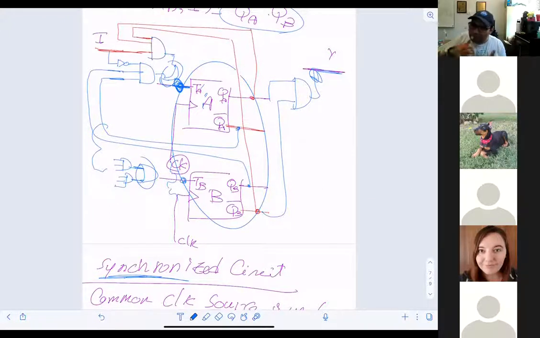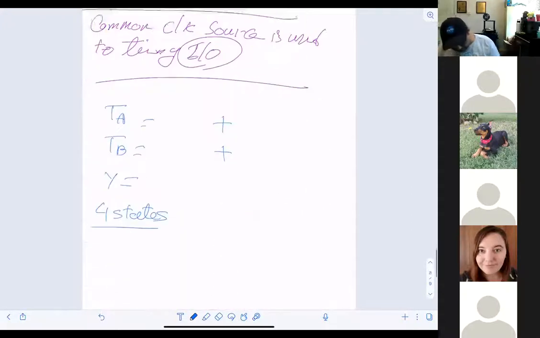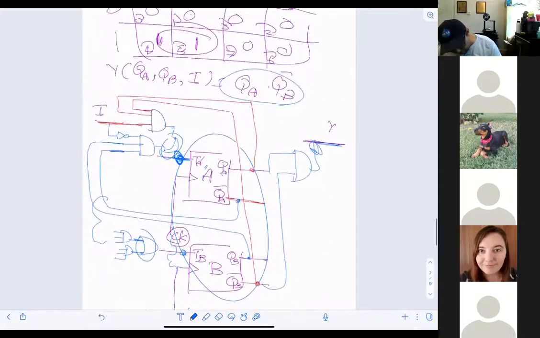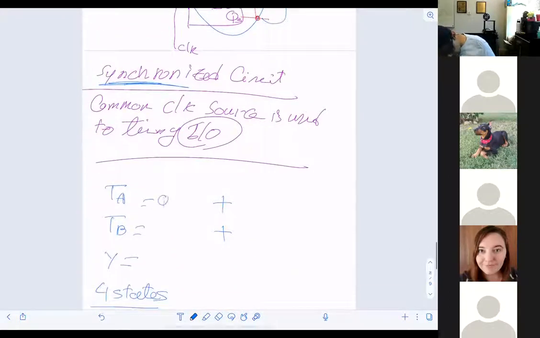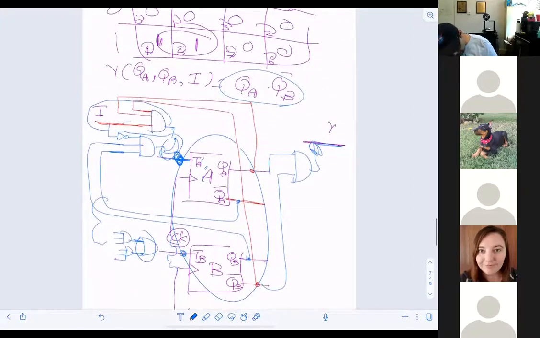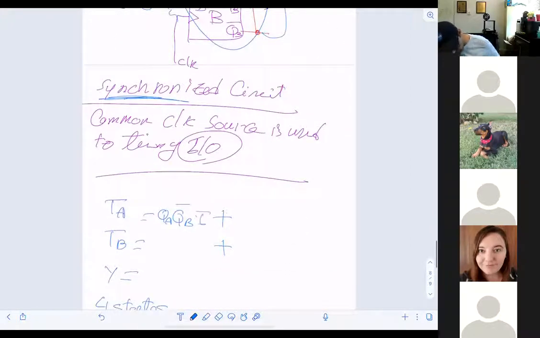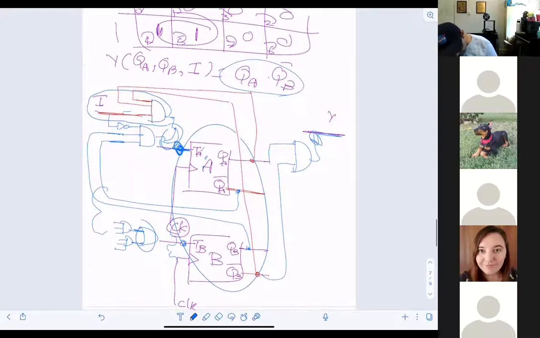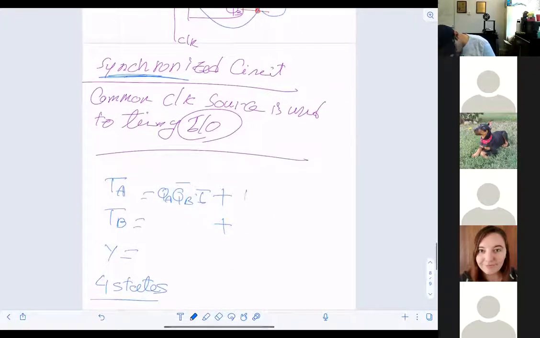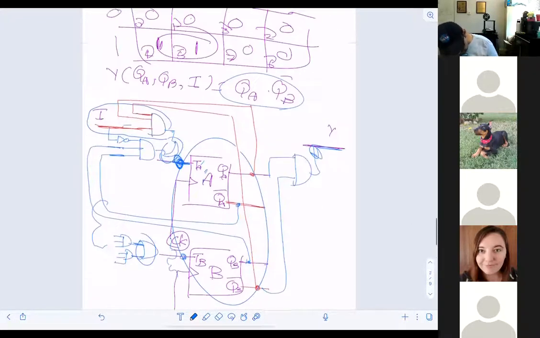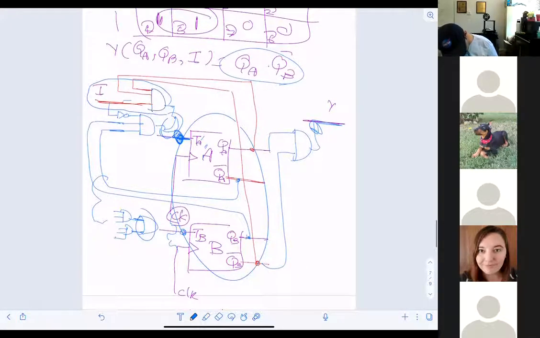So OR, that means I'm adding, right? So basically, okay, add here, right? The first group is like this one, right? It's basically QA with QB complement, right? QA, QB complement with normal I, right? And the second group is I complement with what? QA complement QB.